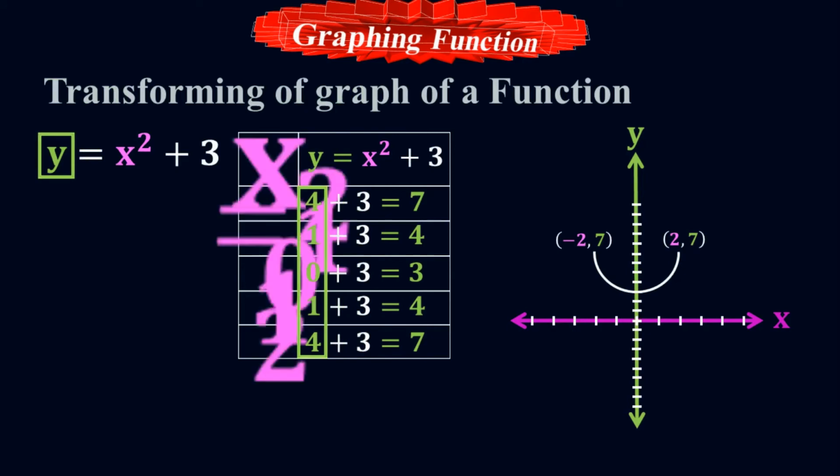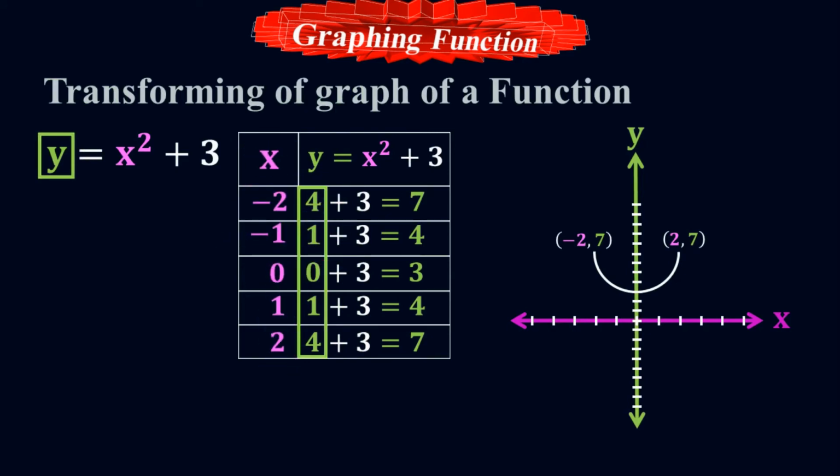When I substituted random values for x, negative 2, negative 1, 0, 1, 2, by taking my original function x square only, just ignoring plus 3 for instance, then I add 3 to get my new y values. These are the values along the y-axis. So my graph transformed to this place, which ends at negative 2, 7, positive 2, 7.